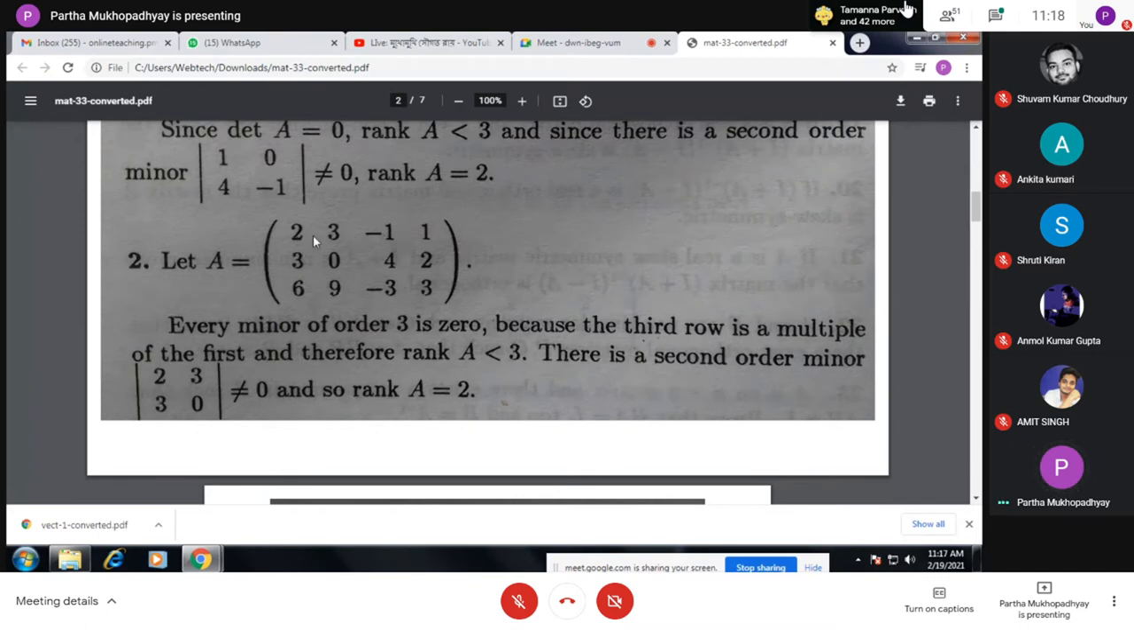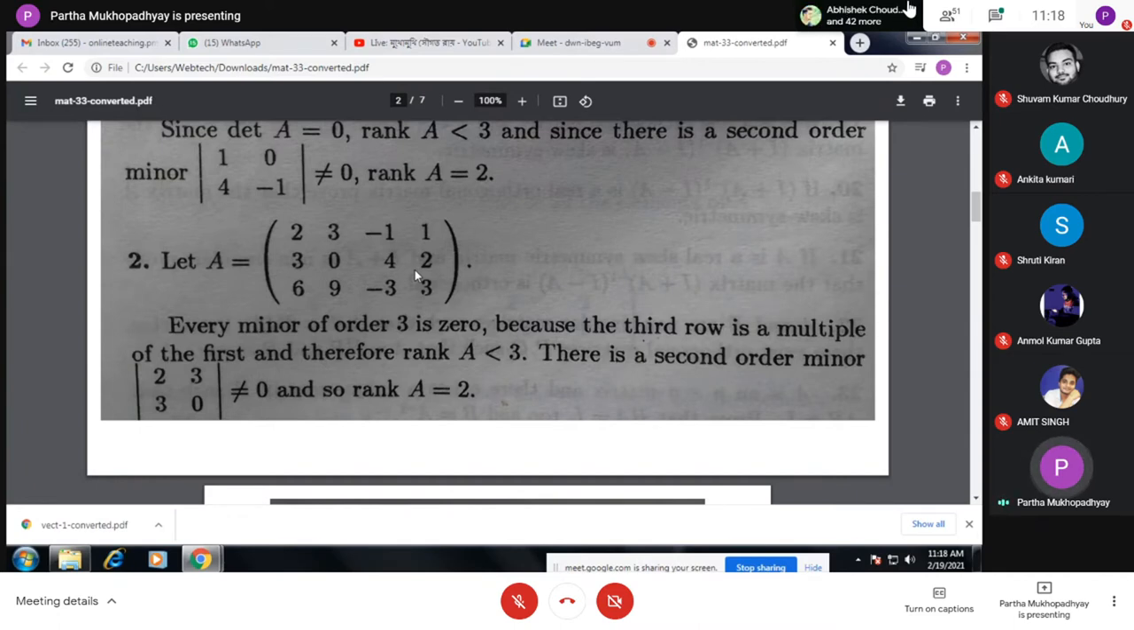Suppose this one: 2, 3, minus 1, 3, 0, 4, 6, 9, minus 3. You can check the determinant of this is 0. Again, if you take this one, 3, minus 1, 1, 0, 4, 2, 9, minus 3, 3, it will be 0. If I take this one, 2, 3, 1, 3, 0, 2, 6, 9, 3, this will again be 0. So in all possible ways of choosing third order minors, all of them are 0. It has been checked; the calculations are not shown here, you can verify this. All third order minors are 0.